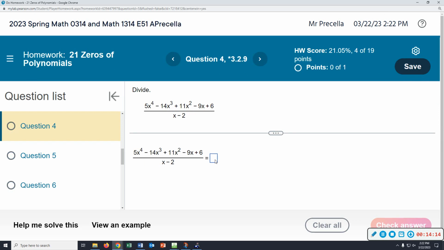5x to the 4th minus 14x cubed plus 11x squared minus 9x plus 6 all over x minus 2. Let me make sure I didn't miscopy it, because even a slight miscopying will throw everything off. That's right.